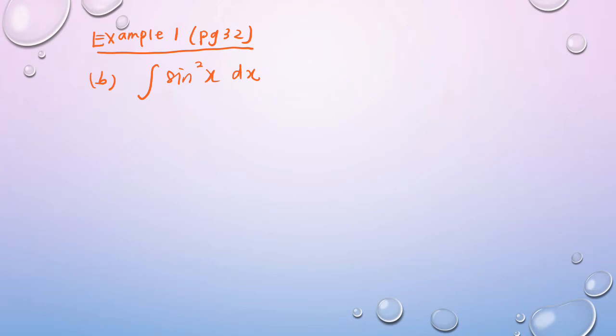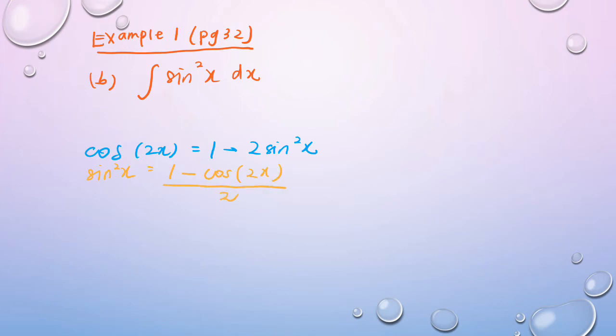So what identity do we consider over here? Maybe cos 2x equals 1 minus 2 sine square x. Why did I pick this identity? Because sine square x is what we wanted to rewrite in another form. Therefore, if you rearrange this identity, you should be able to get sine square x in the form of 1 minus cos 2x divided by 2. When you look at this expression, it isn't any power anymore.